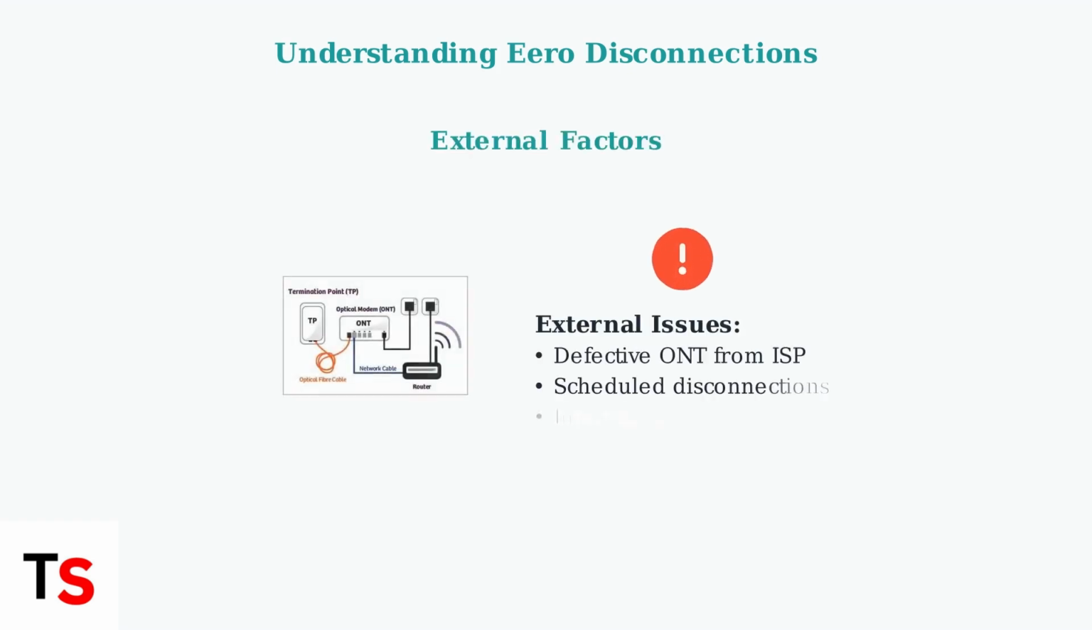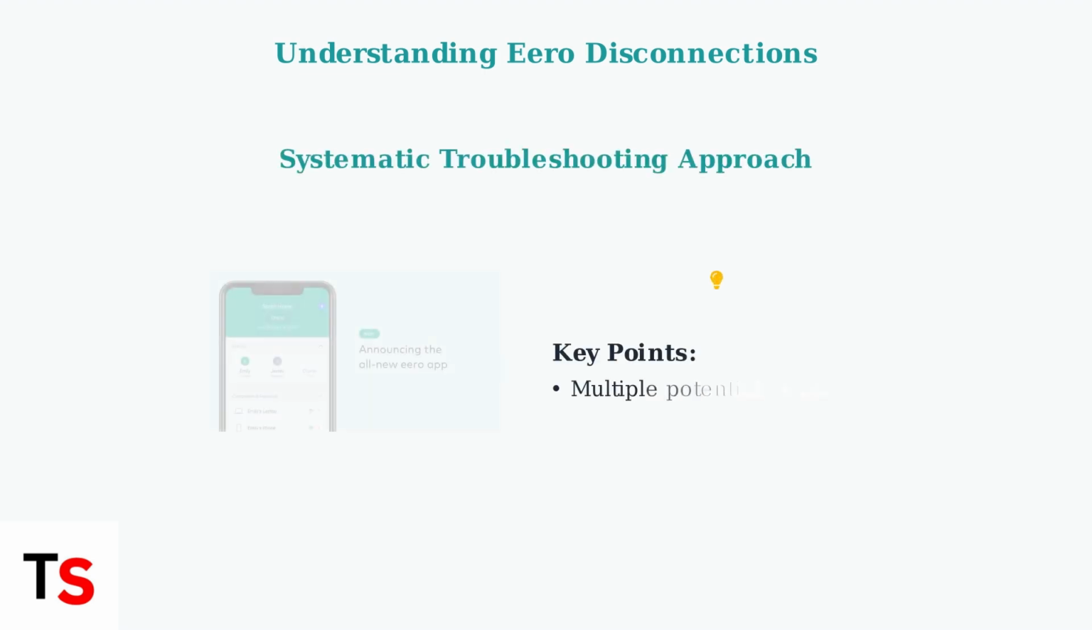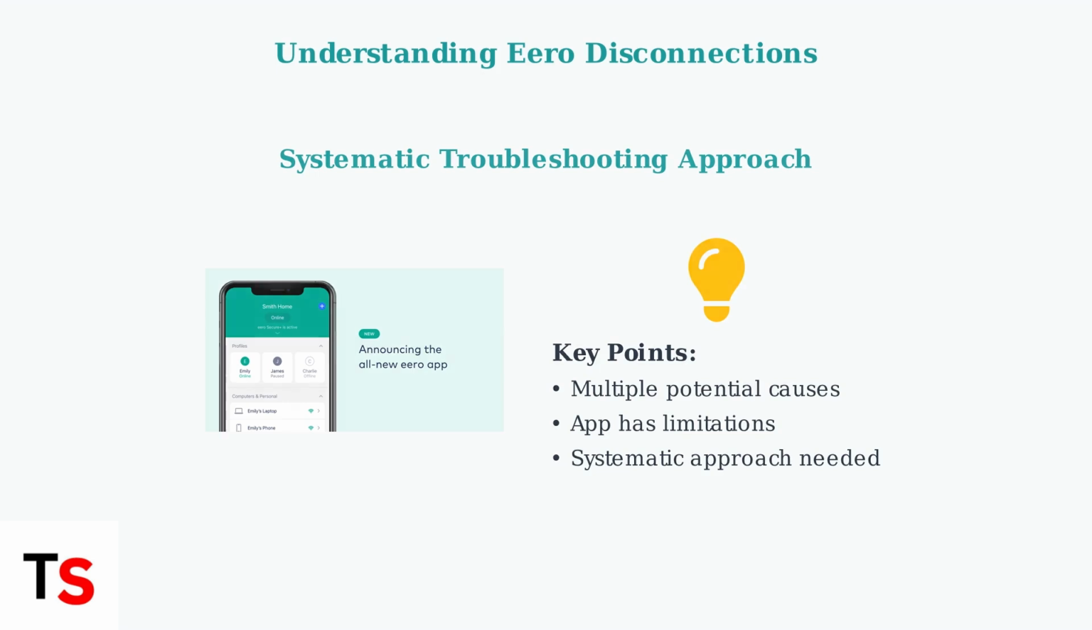External factors can also cause disconnections. A defective ONT from your internet service provider, like Verizon Fios, can create connection problems that appear to be Eero-related. Some users also experience scheduled disconnections at specific times, suggesting internal processes or fault detection systems. Understanding these various causes is essential for effective troubleshooting. Eero relies heavily on its app for network management, but this app-based approach may not always provide the granular control needed for advanced troubleshooting. A systematic approach to identifying the root cause is crucial for resolving disconnection issues.